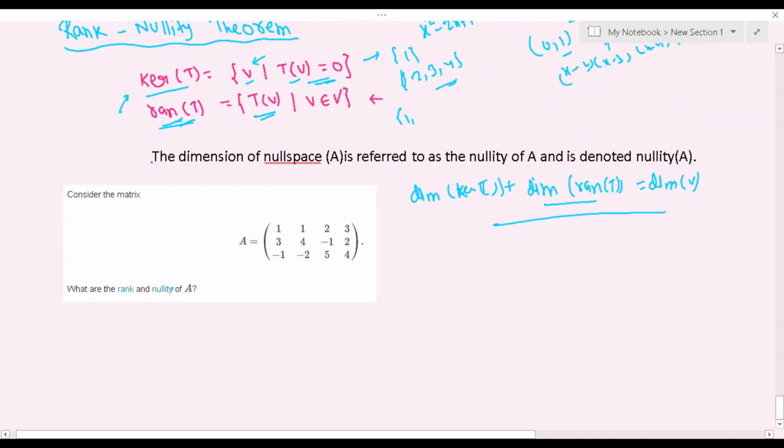Consider this matrix here. So what you have to calculate is rank and nullity. So how will you calculate its rank and nullity? See here. This one is row 1, this is row 2, and this is row 3. If you observe it carefully, then we can write row 3 as 2 times row 1 minus row 2.